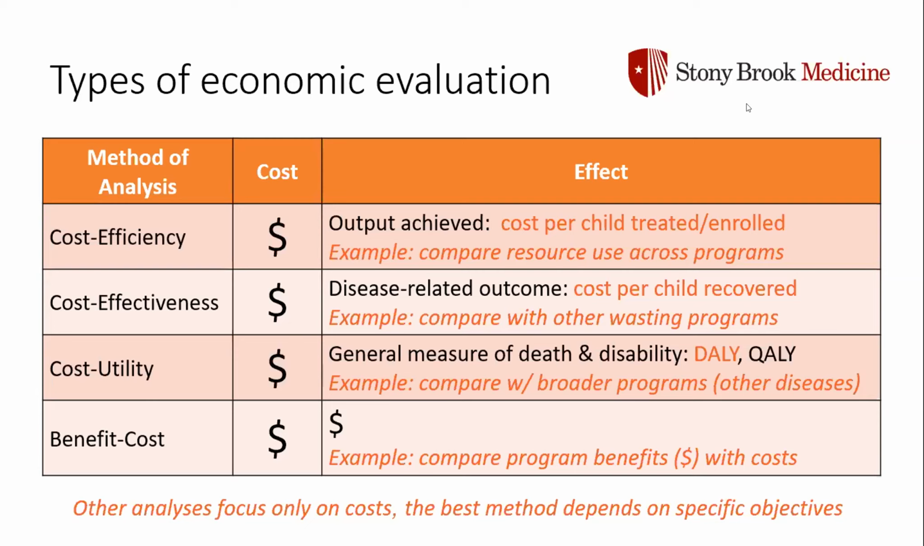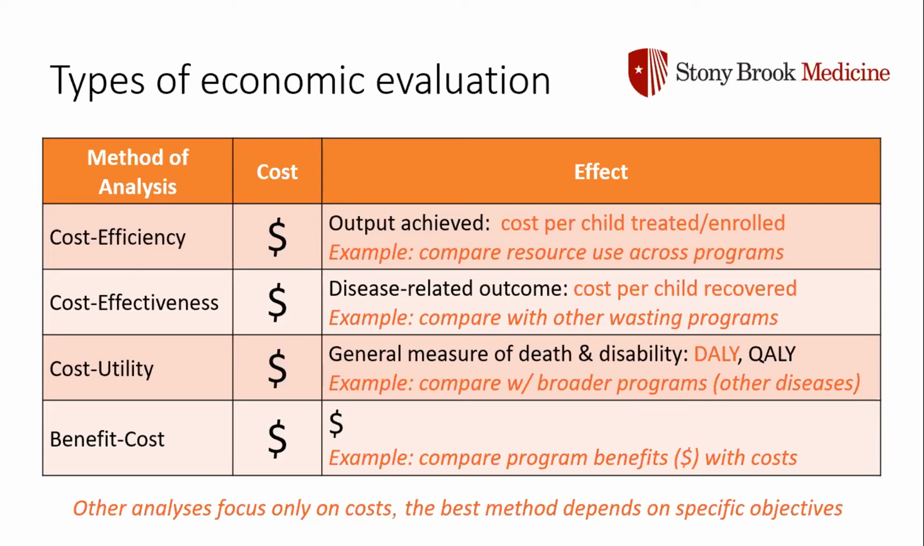Next row, cost effectiveness analysis, goes a step further and tells you how effective the intervention was relative to its costs. When we look at results of a cost effectiveness analysis, we have a cost per disease-related outcome, and we can compare among other programs treating that same outcome. For wasting, this is usually the cost per child recovered from wasting.